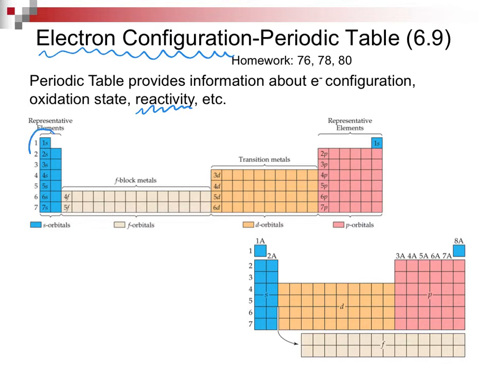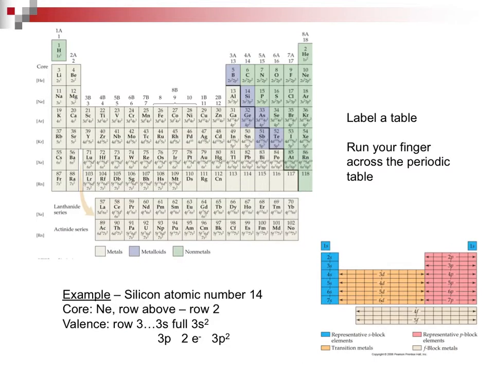So I put this up because it shows the S's, it shows the P's, it shows the D's, it shows the F's. Why didn't they leave the table that way? It is way too wide. So what they did is they took the F's and they put them underneath, all right?